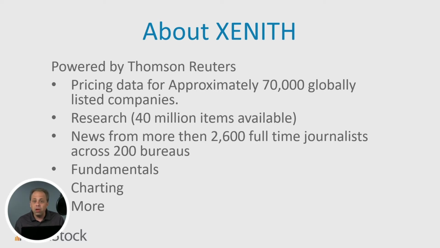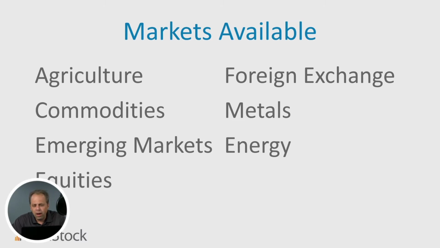For example, you get pricing data with Zenith for 70,000 globally listed companies. There's literally 40 million items of research available. You get news that's delivered from Thomson Reuters from more than 2,600 full-time journalists across 200 different news bureaus. You get fundamentals, you get charting. And it covers just about any market you can think of, whether you're interested in foreign exchange or metals or energy or agriculture or commodities or emerging markets or equities. You're going to be able to get the data that you want.